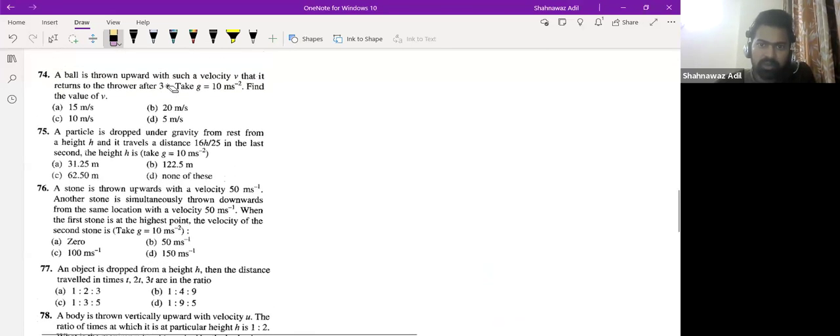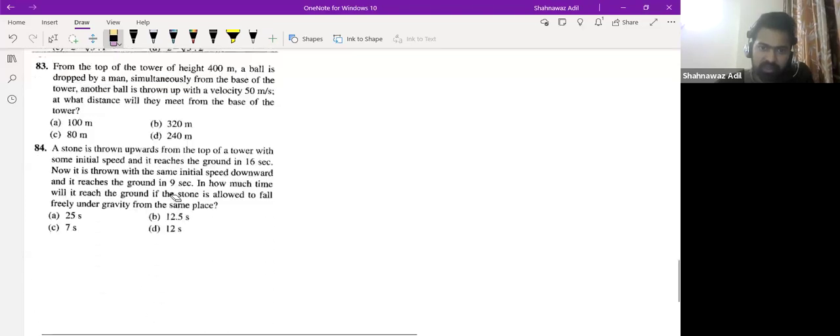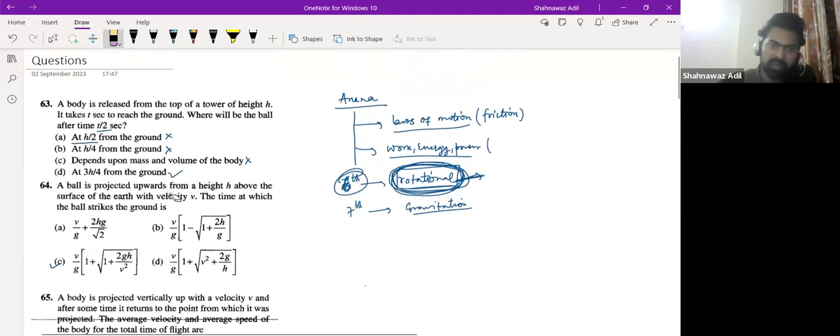A ball is thrown upward with such a velocity v that it returns to the thrower after 3 seconds. Take g equals 10 meter per second square, find the value of v. This one we can do using the direct relation, right? There are a couple of different questions, but let's do a simple one.